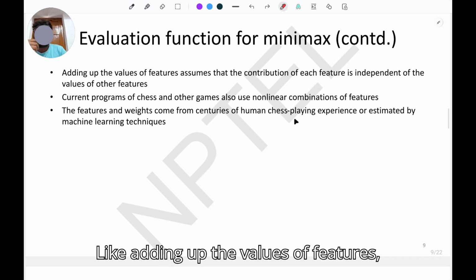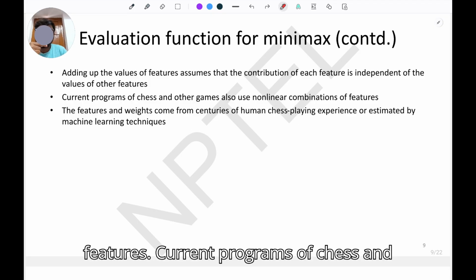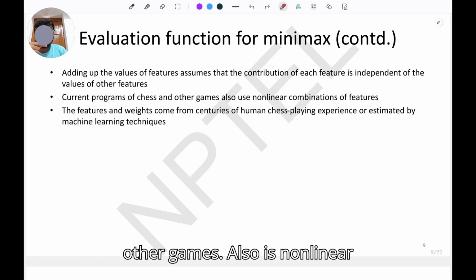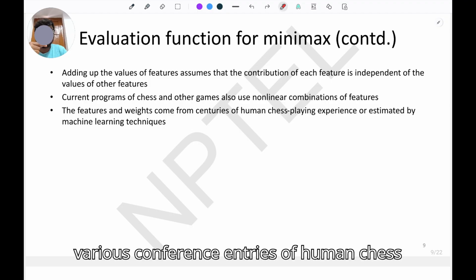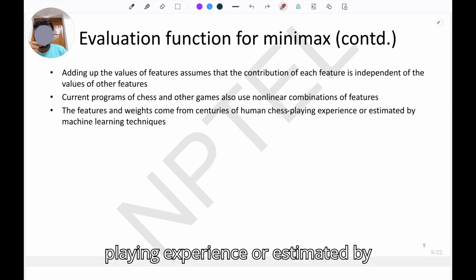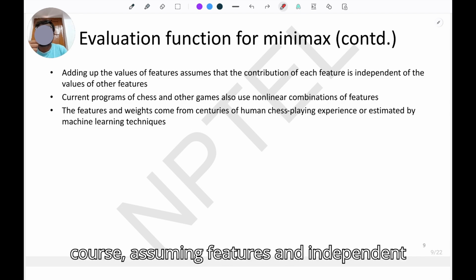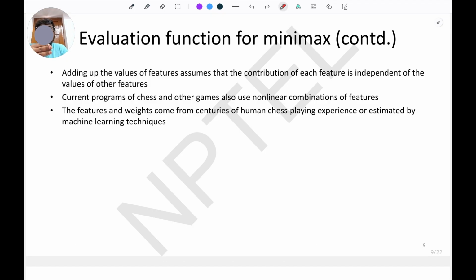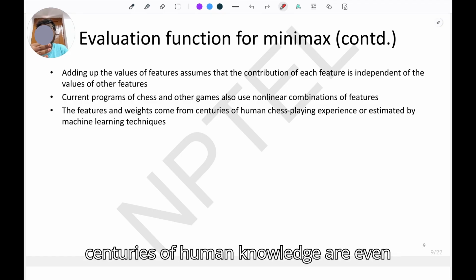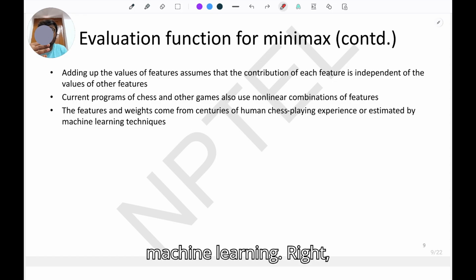Like adding up the values of features, we assume the contribution of each feature is independent of the values of the other features. Of course, assuming features are independent is not always true. Modern chess programs use nonlinear combinations of features. The weights and features can come from centuries of human knowledge, or even better, be learned automatically through machine learning, right?